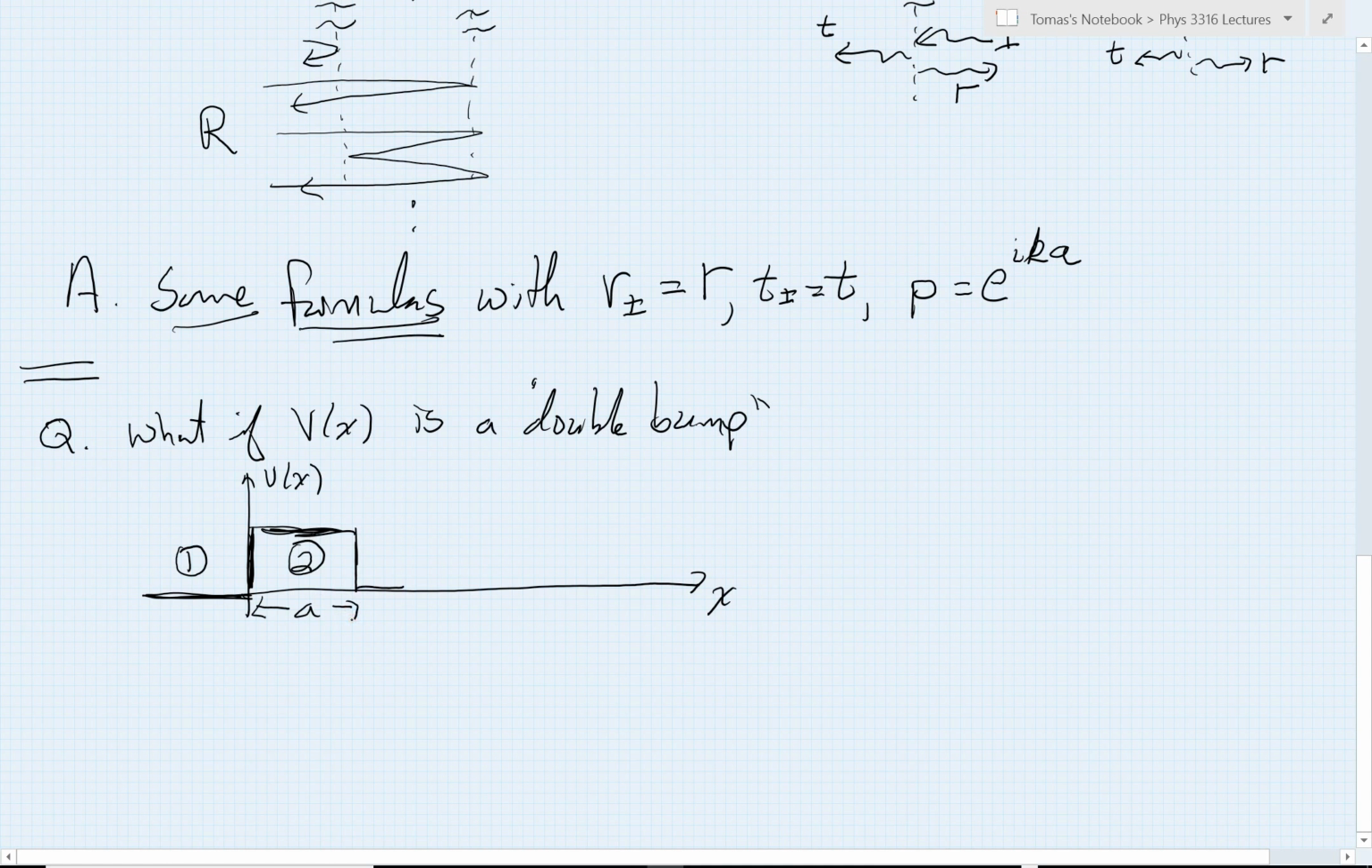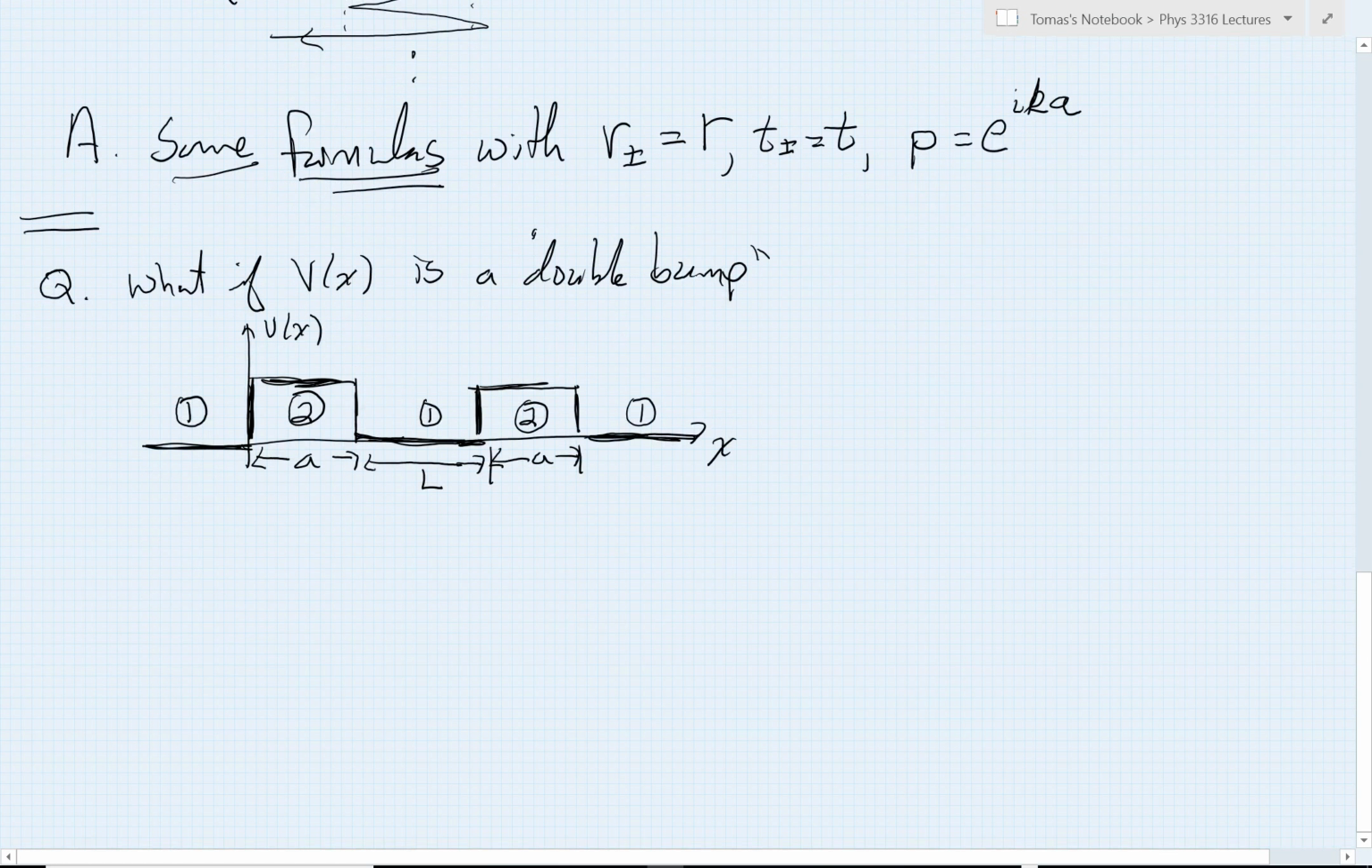And then after some distance, we're back to a type 1 region. After some distance, which might be different, so I will call this distance L, I'm going to have a second identical bump with the same exact height as the first bump. So again, this is a type 2 region. Before I get out into the type 1 region, it will have the same width A that the original bump had, like so, and then it goes back to 0, and this now is going to be my scattering potential.